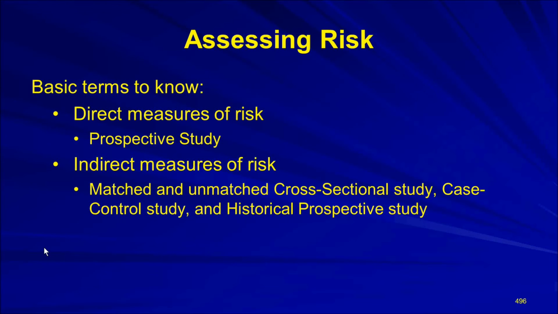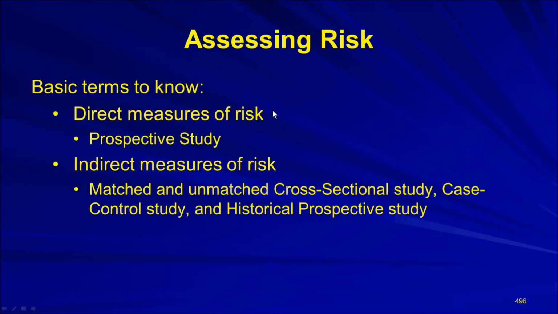So the indirect measures of risk are connected, and you haven't had this yet, but for right now, you can just draw a line through that and not worry about matched and unmatched cross-sectional study. But you do know about a cross-sectional study. We've covered it: slice of time, questionnaire, interview, whatnot, and we talked about the pink book and how you could get it. And then we talked about a case control study and a historical prospective study. These are all indirect measures of risk. This is the only direct measure of risk.